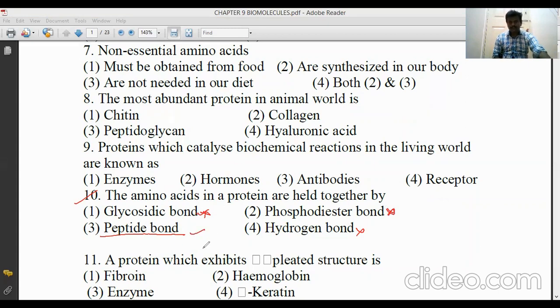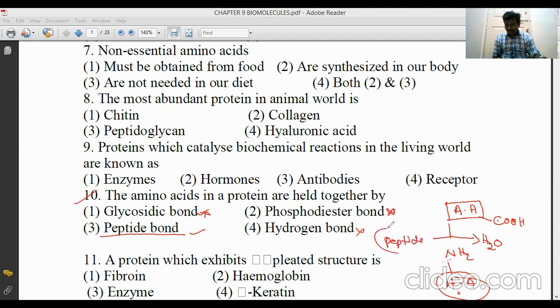So the peptide bond is formed between two amino acids. The COOH group of one amino acid reacts with the amine group of another amino acid and releases a water molecule, and the peptide bond is formed. So the third option is the correct option.